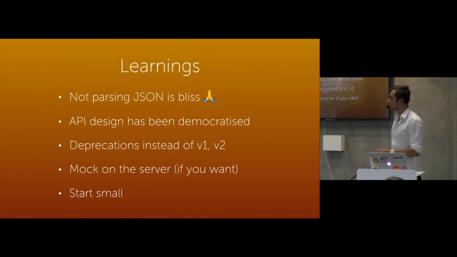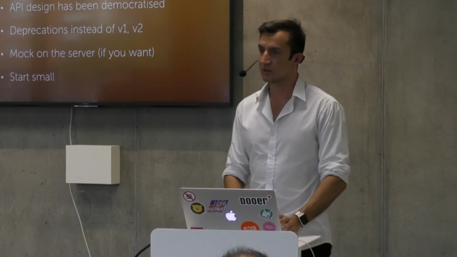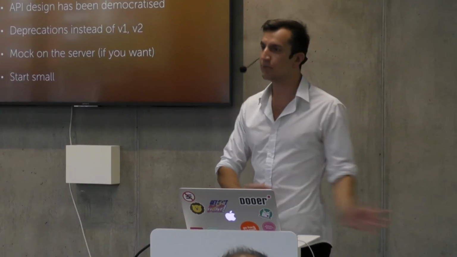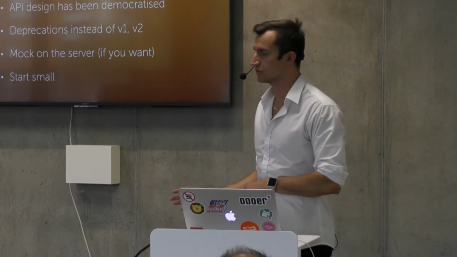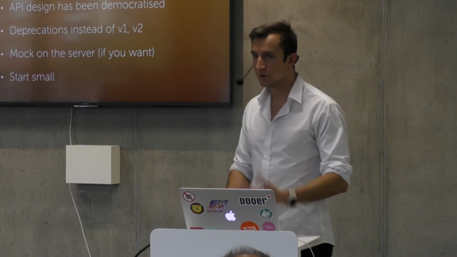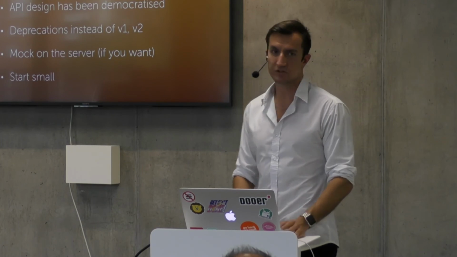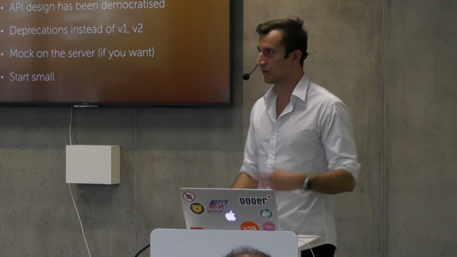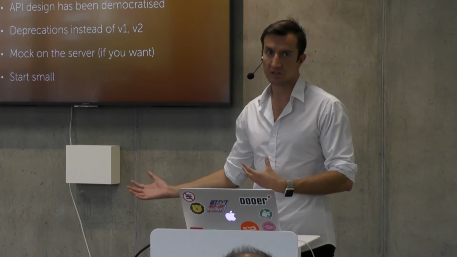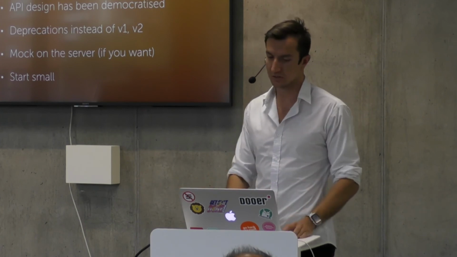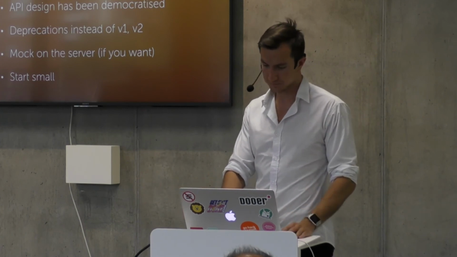Also, it's super simple to start really small. At Doer, we haven't yet converted all of our APIs to GraphQL, but slowly but steadily, we're getting there. And there's no problem with letting your app communicate both with traditional REST endpoints and with the GraphQL endpoints. It actually works really well.